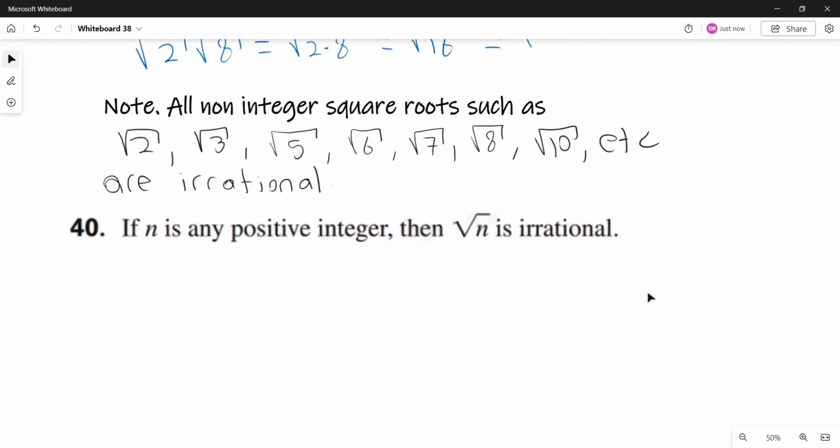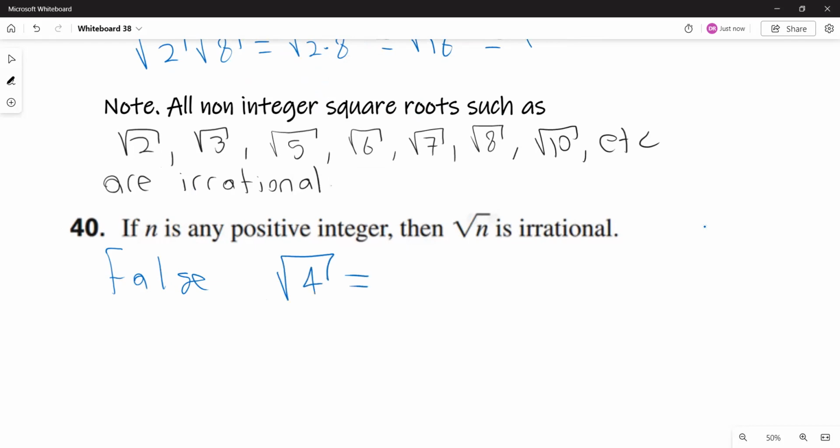If n is any positive integer, then the square root of n is irrational. The answer is false. So this statement is false. And a couple of counterexamples that I can quickly think of are the square root of 4.